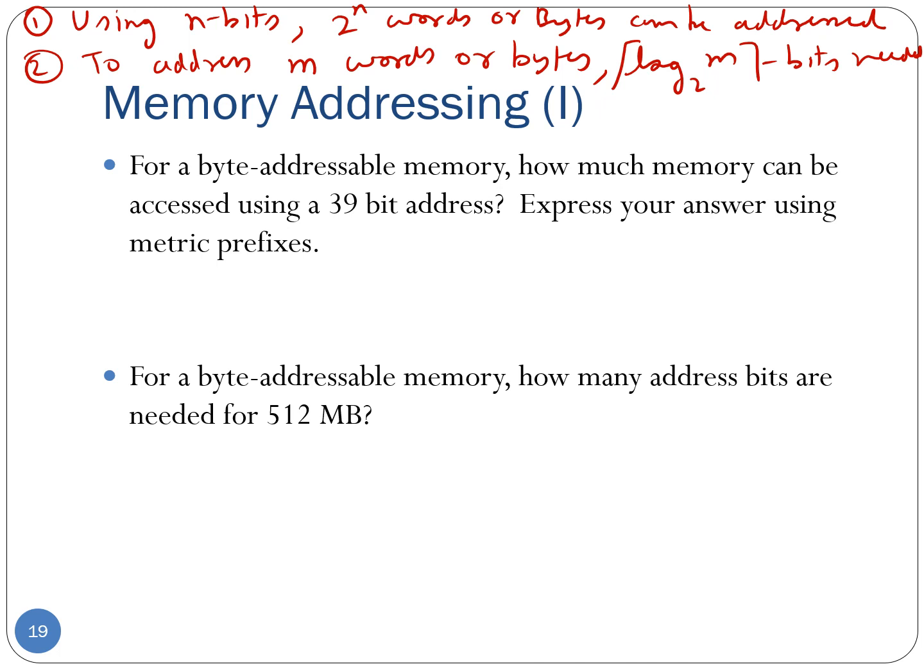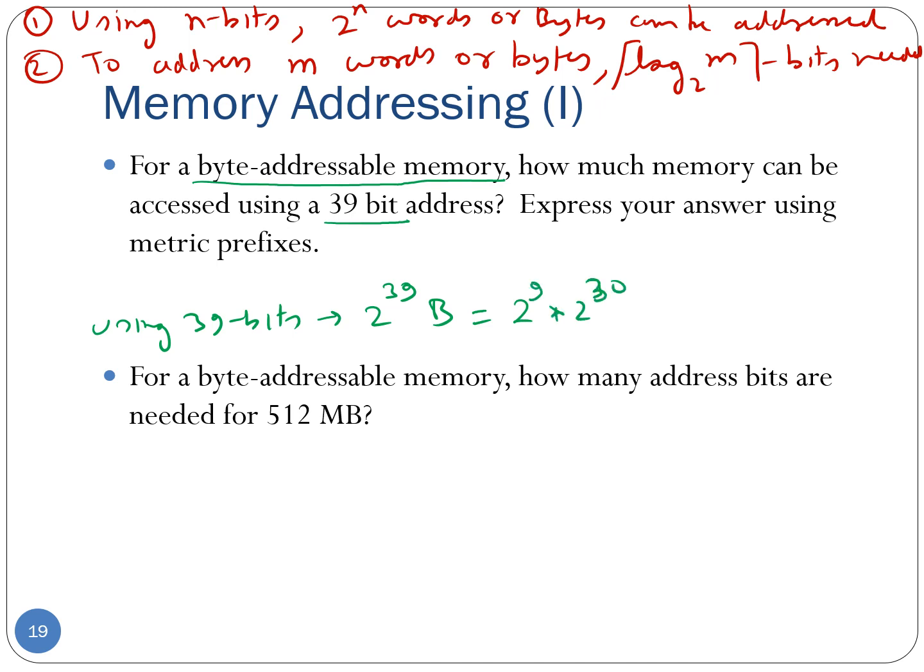So the first problem here says that we are given an address of 39 bits, and we have to figure out how much memory can be accessed using this. So again, recall, using 39 bits you can address 2 to the power 39 bytes, because the problem tells us this is a byte addressable memory. So 2 to the power 39 is basically 2 to the power 9 multiplied by 2 to the power 30 bytes. Recall that 2 to the power 9 is 512 and 2 to the power 30 is giga, so this is 512 gigabytes.